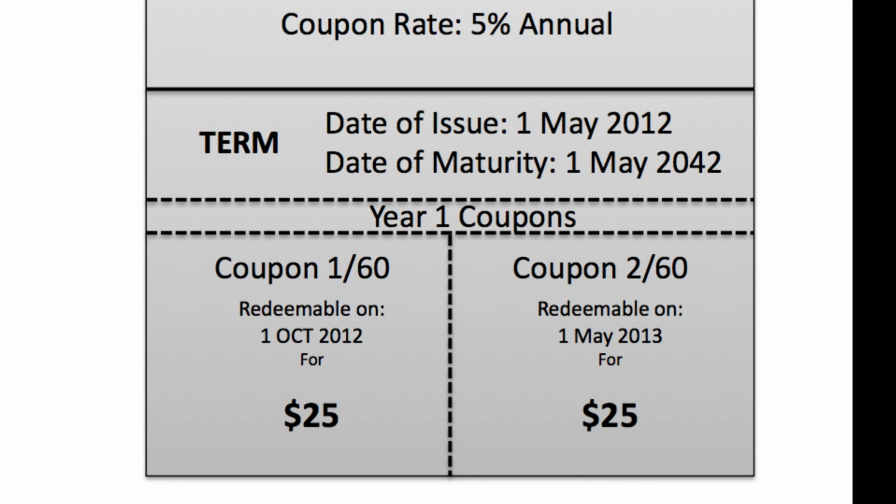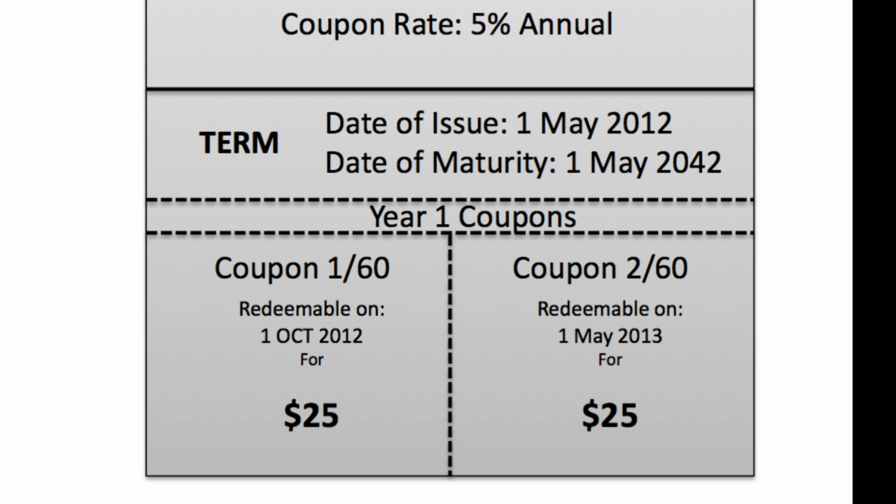what he would have done is he would have cut out his first coupon, and he would have mailed this to the Real Estate Empire Company, and he would have received the $25 check back, just as long as he would have mailed it in after 1 October 2012, which is 6 months after the initial date of issue. And so each time that you see the date, so the next one you can see is 1 May 2013, Jesse would mail that in and he'd get another $25 check from the real estate company.